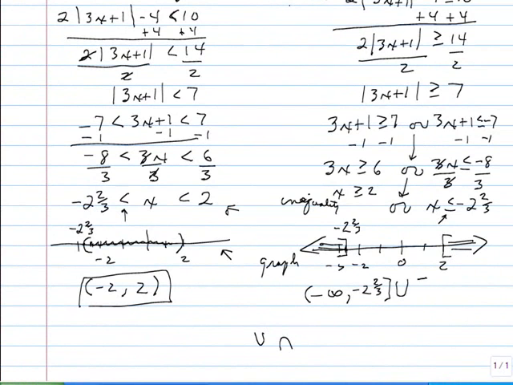And then the second set starts at 2 and goes all the way to infinity. Rounded at infinity because infinity is not a number. And there's a nice contrast between a less than inequality and a greater than inequality, and that completes the podcast.